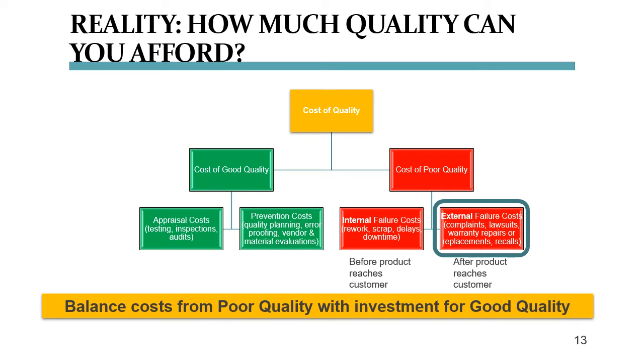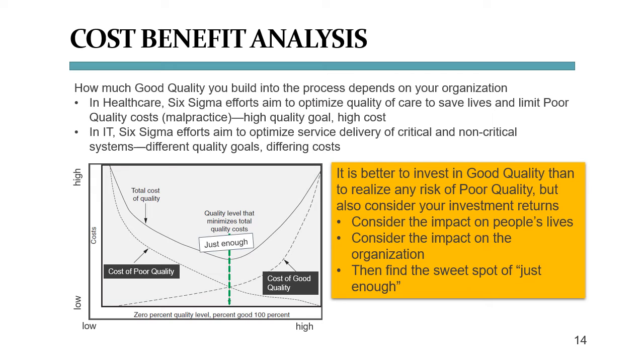So now we have to ask ourselves, how much risk for cost of poor quality is acceptable so that we don't overspend on cost of good quality? This brings us to a cost calculation that every organization has to do at some point, and the math looks different based on the organization or the industry.